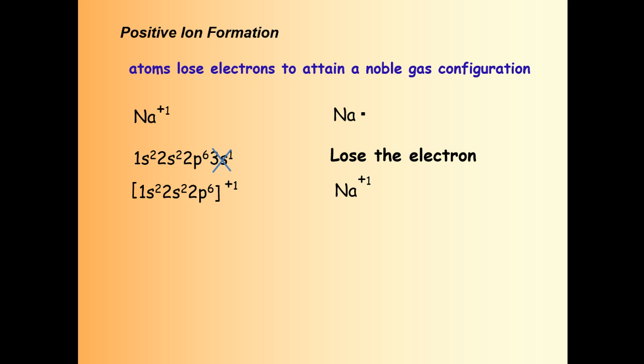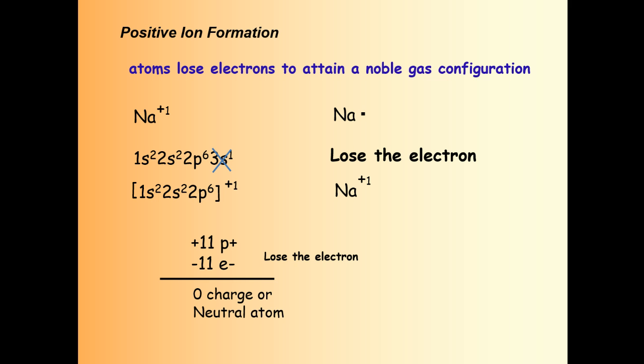Another way to show this is using subatomic particles. Sodium has 11 protons, has 11 electrons. That gives it a neutral charge, or a zero charge. When it loses that one electron, the number of protons, of course, is going to stay the same, but now it will only have 10 electrons, and add those together, and that gives us the positive one charge.